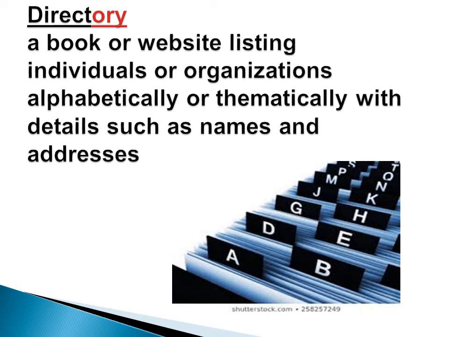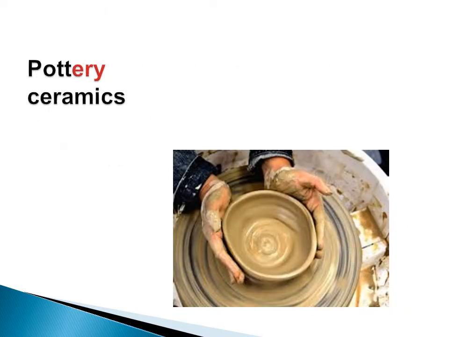Next word is directory. It's a book or website listing individuals or organizations alphabetically or thematically with details such as names and addresses. That's directory. Next word we have pottery. Pottery means ceramics. I remember the story Emperor's Silent Army. The terracottas were made in the pottery.